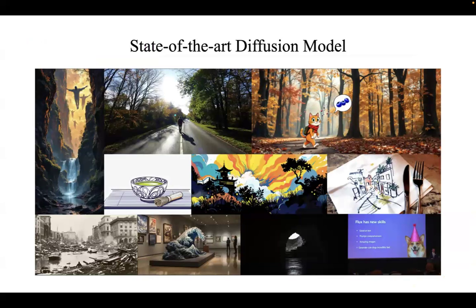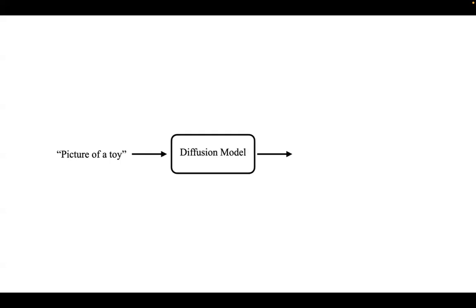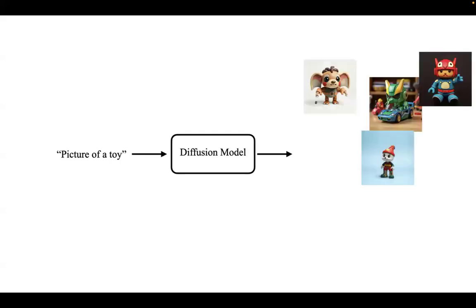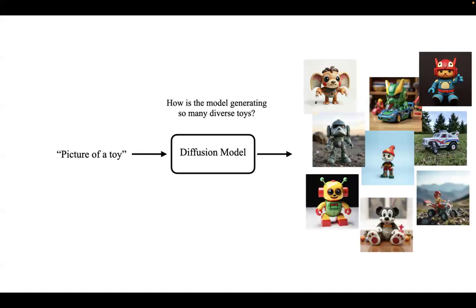Taking a step back, state-of-the-art diffusion models keep getting more and more powerful in terms of their capabilities and their realism, with their ability to follow the text much better over time. More interestingly, when you provide a prompt like "picture of a toy" to a diffusion model, it can generate theoretically infinite variations of this prompt depending on the initial noise seed that you provide.